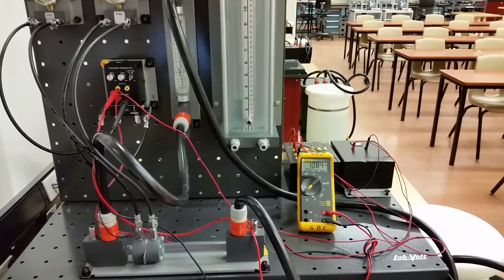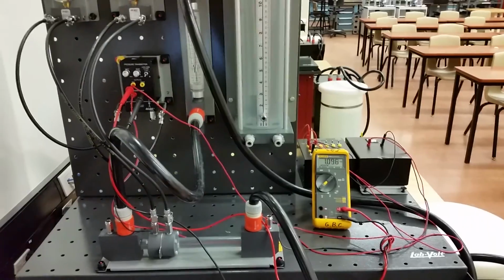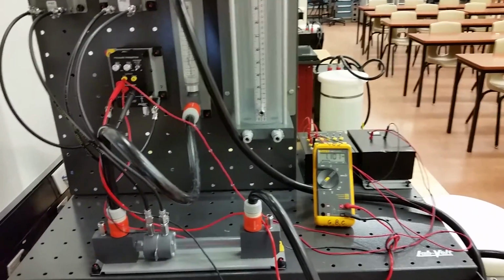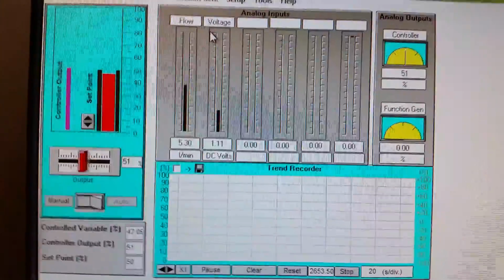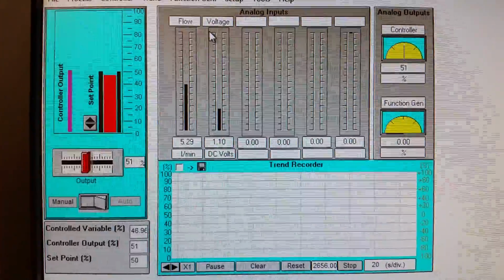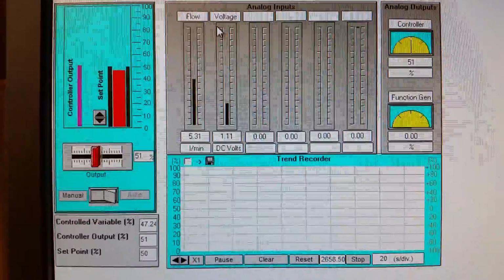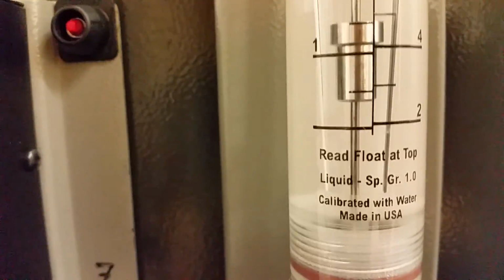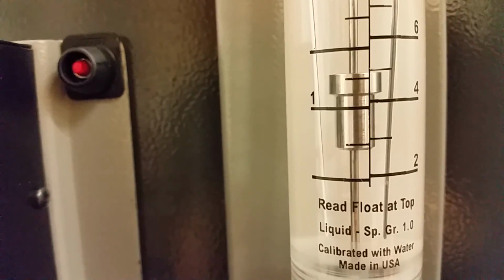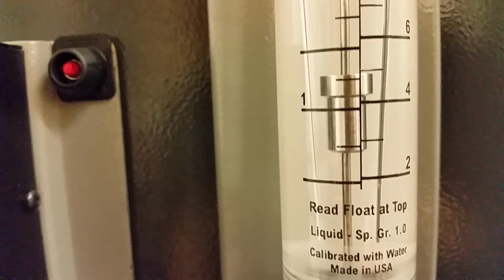Right now we've got 1.1 volts on the meter there. How do we get that voltage to go into the computer and be displayed as the exact same voltage on this screen? This could be 500,000 feet away, and it's displaying the exact same voltage that's on the meter. At this point, it's reading 5 liters per minute, 5.2. Let's take a look at the rotameter here, and you can see that we are at 5 liters as well. So not only do we have the voltage going back, we now have the exact flow that's happening.